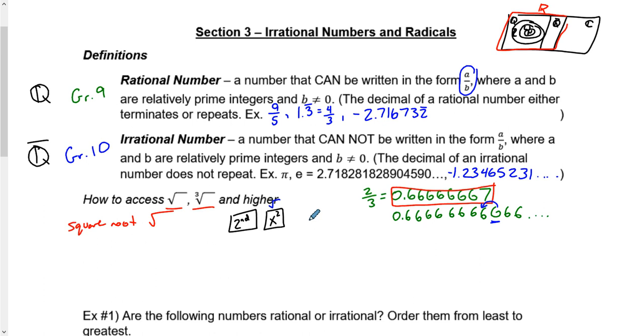So for example, if you wanted to find out the square root of 64, you would have to type in second, press your x squared, which will access the square root character, and then you just have to type in 64, press equals, and you get 8.